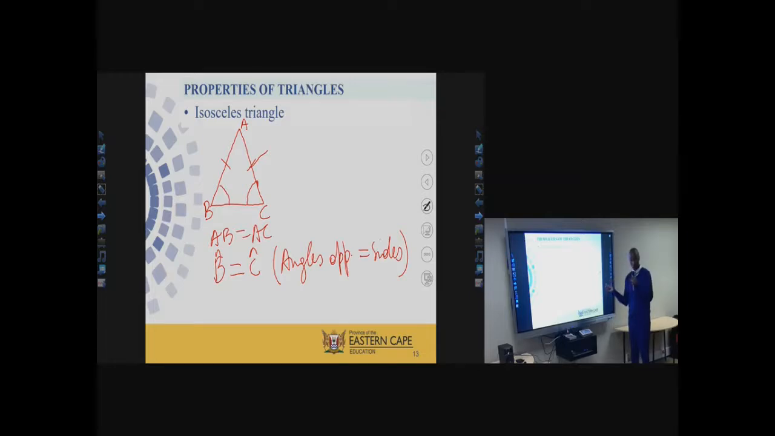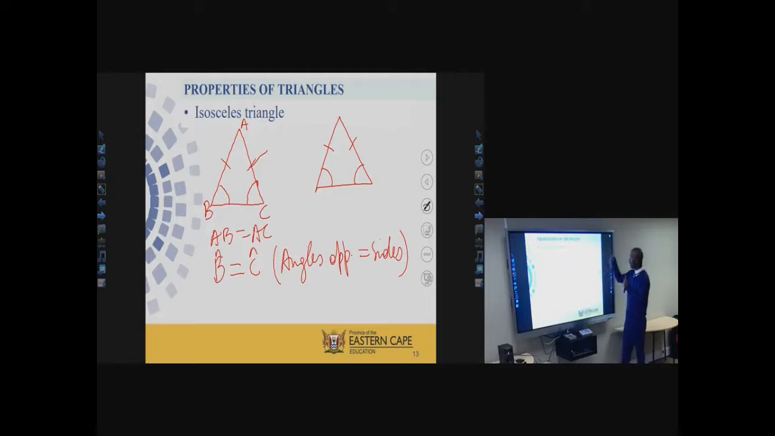The converse is also true. Sides opposite equal angles are also equal. Because sometimes you can be given this, then they say this angle is equal to that angle. Then you must know that that is still isosceles, right? Because it means that the side opposite to this angle, which is that one, is the same as that one.